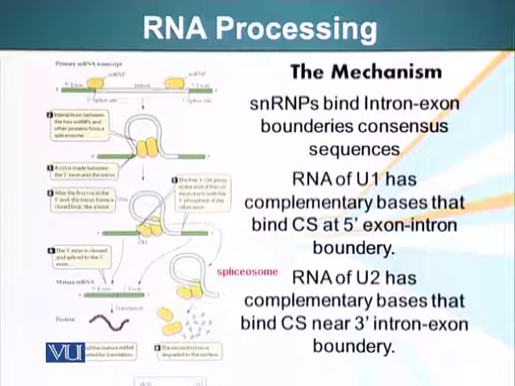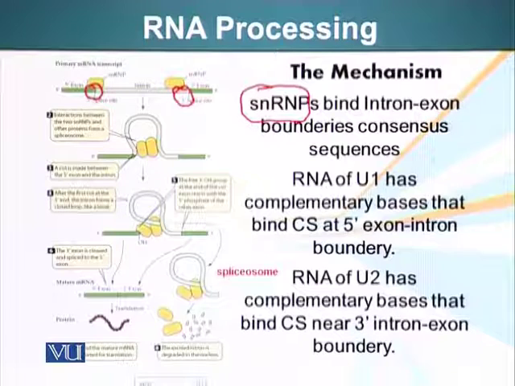Here in the cell we have particles, special protein RNA complexes called SNRPs, small nuclear ribonucleoprotein particles that are abbreviated as snRNPs, or pronounced snurps. There are two types of SNRPs. One of the SNRPs binds the 5' end of the intron. The other SNRP binds the 3' end of the intron.